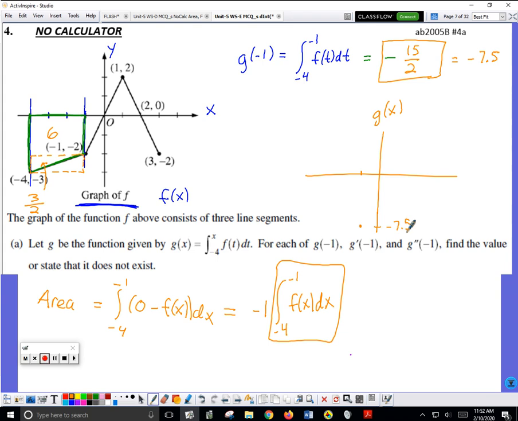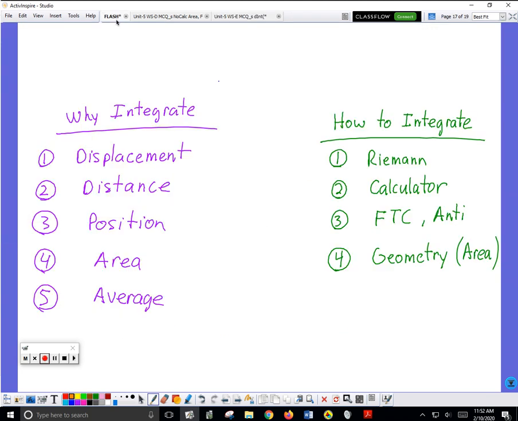Hey, if you need to add something to your flashcards, I've showed you this flashcard several times, how to integrate. We've done Riemann sums, we've done calculator. For the last 4 packets, we've been practicing using the fundamental theorem and antiderivatives. Today, new idea. You can also calculate an integral's value using geometry, like really simple geometry.